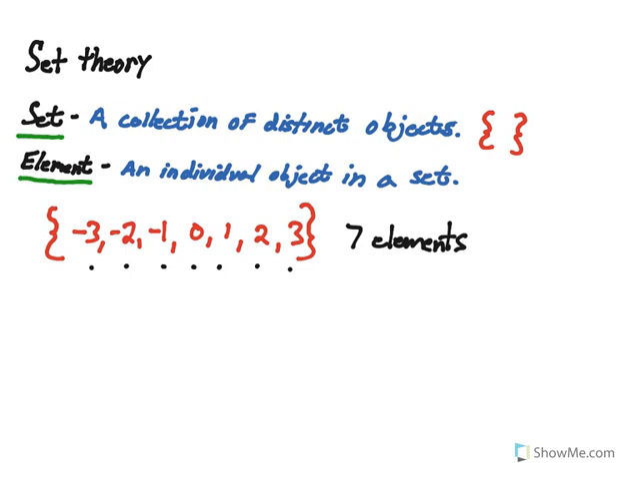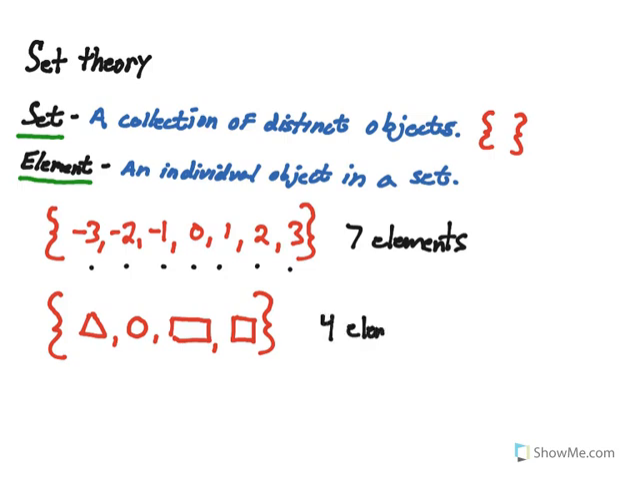Another example of a set would be this, okay? Excuse me. Let's say you have shapes. Okay, maybe a square. Okay, within this set we have geometric figures. We have actually 4 figures, right? So we have 4 elements in this set. Okay, so a set could be anything you want it to be.